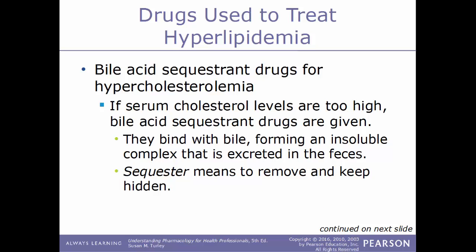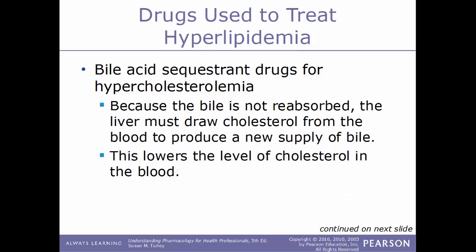If serum cholesterol levels are too high, then this kind of drug is given. The way they act is they bind to bile, forming an insoluble complex that gets excreted into the feces. So the term sequestrant means to sequester the bile. It removes the bile from the blood. Because this bile is not being reabsorbed, the liver must draw cholesterol from the blood to produce a brand new supply of bile. By doing so, this helps to lower the levels of cholesterol within the blood.